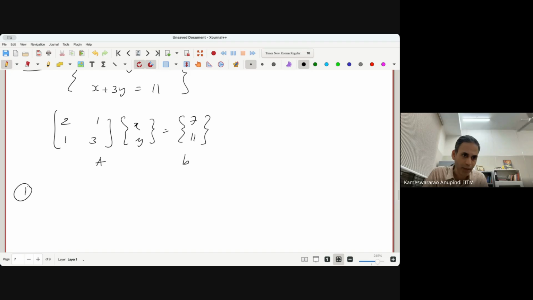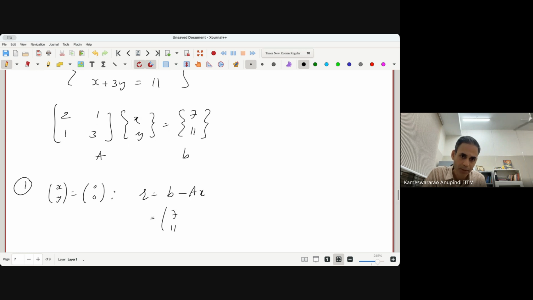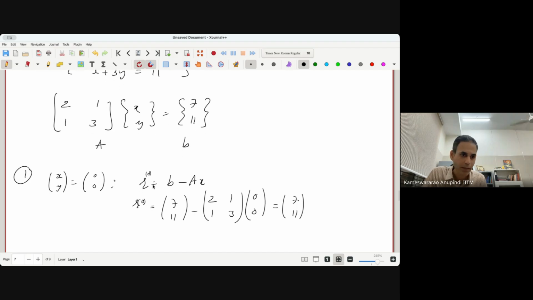What is the first step? I start with a guess value. So I guess x, y equal to 0, 0. Then what is my residual? My residual equals B minus AX. B is 7, 11 minus A, which is 2, 1, 1, 3, times 0, 0. So my residual is 7, 11. Okay, so that is my residual 0.